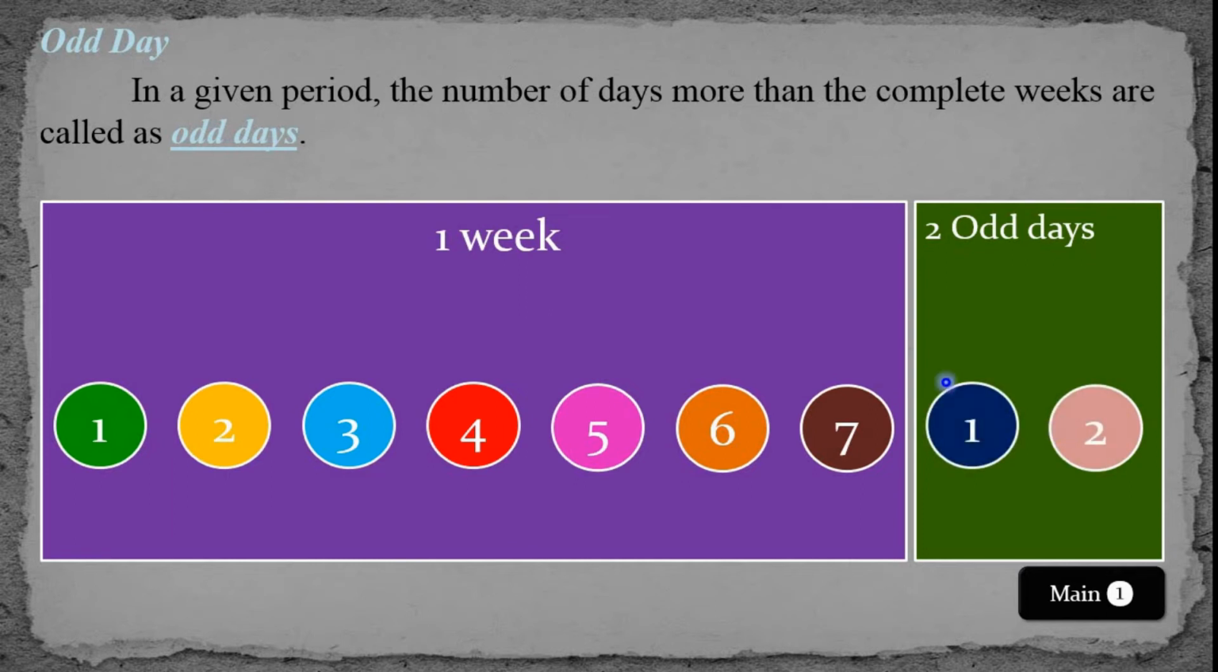Suppose the starting day of the given period is Friday. Here the starting date is 1, therefore Friday falls on 1. By using this, can we determine the day of the first odd day? Yes, we can.